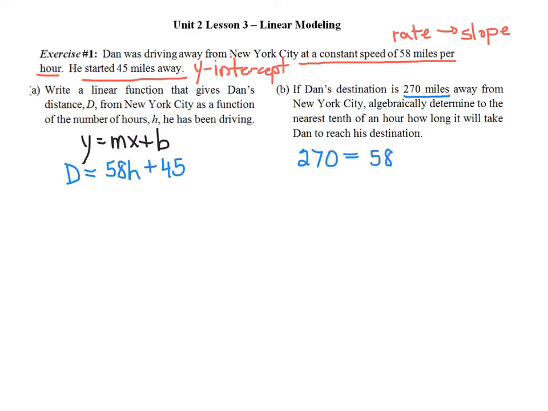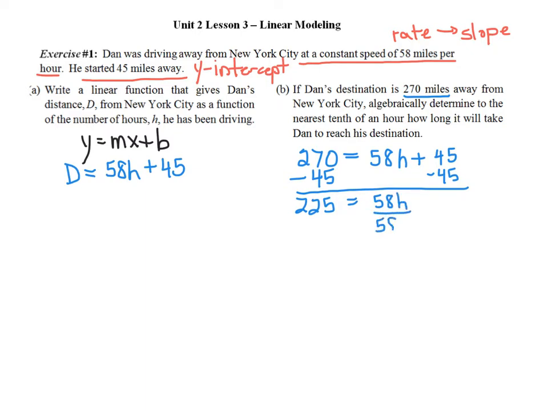We still have the unknown h in our equation, so that tells me that I want to solve this equation for the variable h. I'm going to subtract 45 from both sides of the equation to isolate the h. This tells me that I have 225 is equal to 58 times h. And to solve for h, we're going to divide both sides by 58.